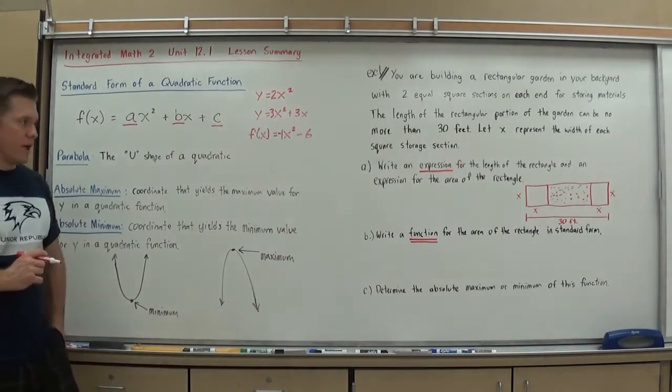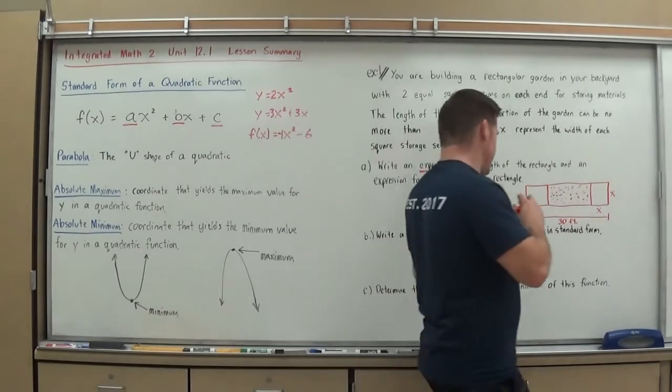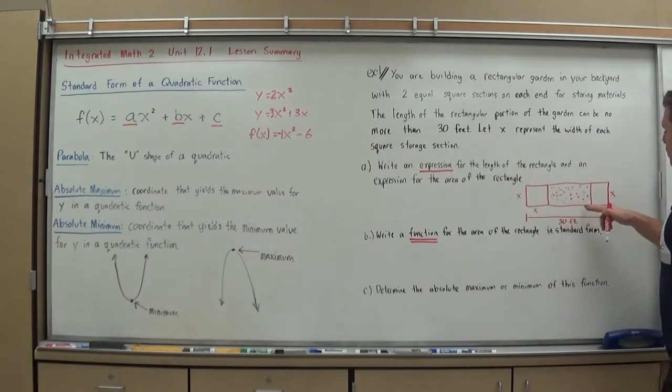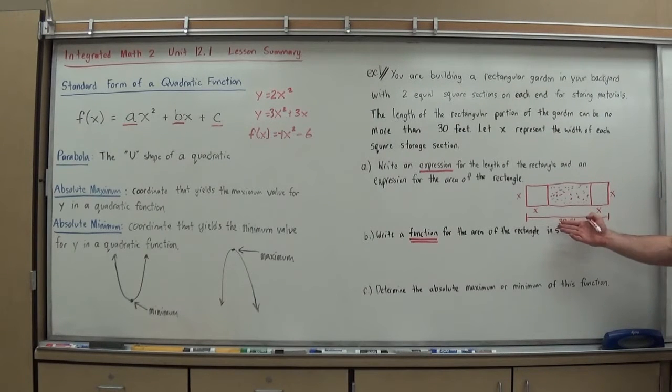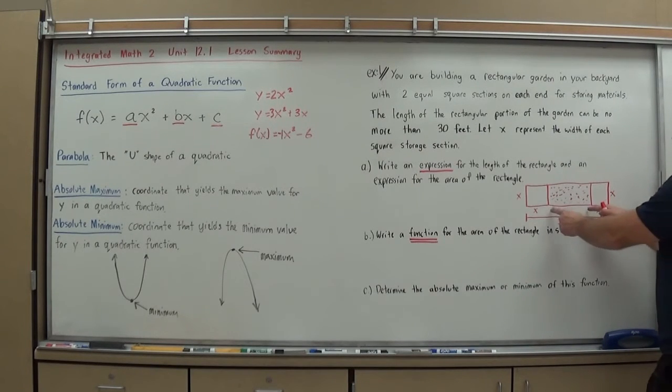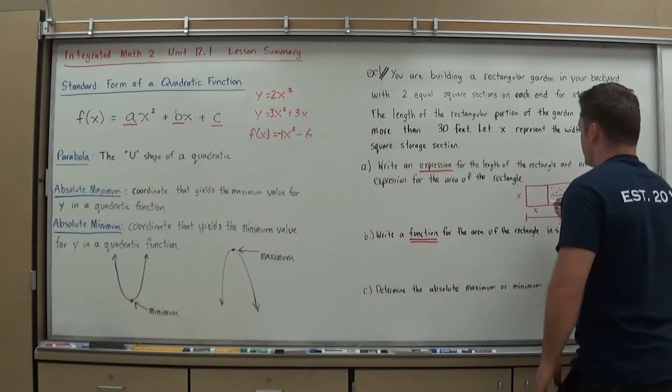So write an expression for the length of the rectangle. Tricky. The length of the rectangle would be this portion here. Now, what would it be? Well, if I have 30 feet to work with, x has to go here, x has to go here. 2x of it is gone. I don't get to use it. So this really can only be whatever 30 minus 2x is.